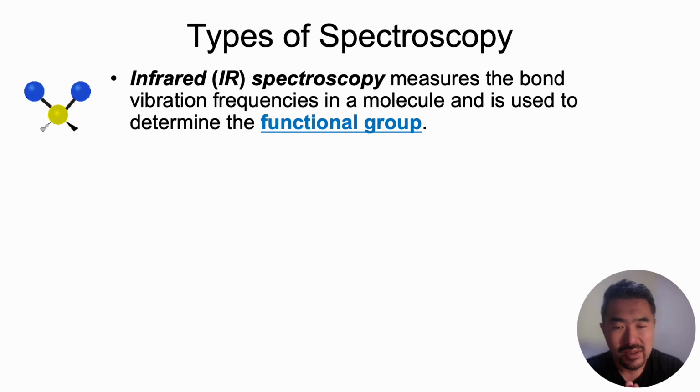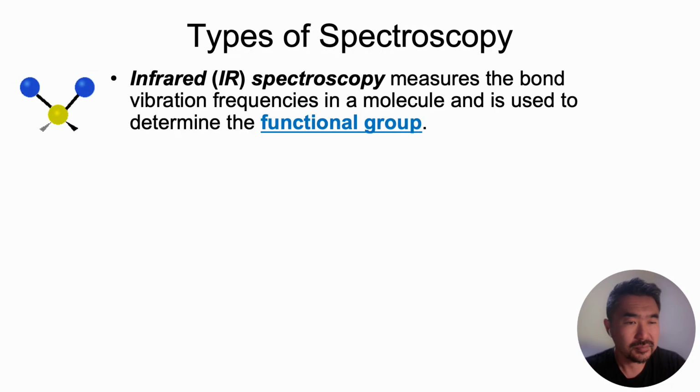So I want you in the back of your mind, eventually after we finish chapter 11 and chapter 10 as well, the goal is for us to be able to figure out the structure of a completely unknown compound sample based on things like NMR, IR, and mass spec data.